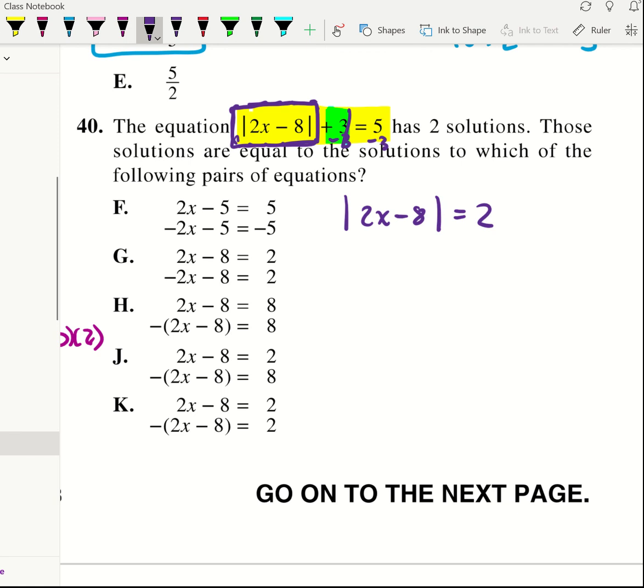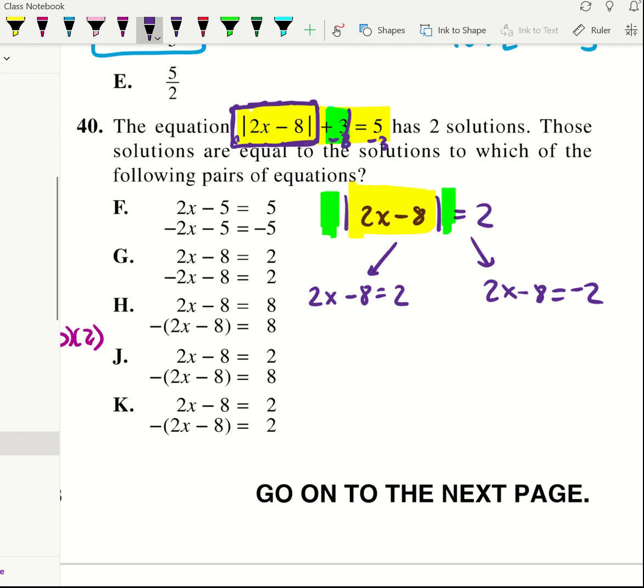Once I rewrite this, as soon as the absolute value portion is isolated, meaning that there's no extra numbers on the outside of that absolute value portion on the left side here, then I can go ahead and split this up into 2 different equations. The first equation is 2x minus 8 is equal to positive 2. The second equation is 2x minus 8 is equal to negative 2.